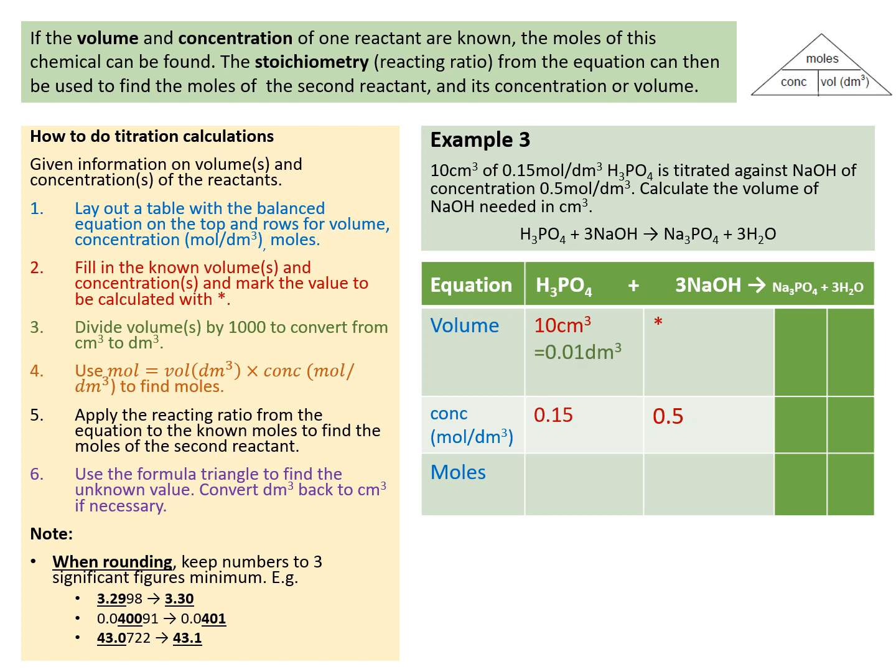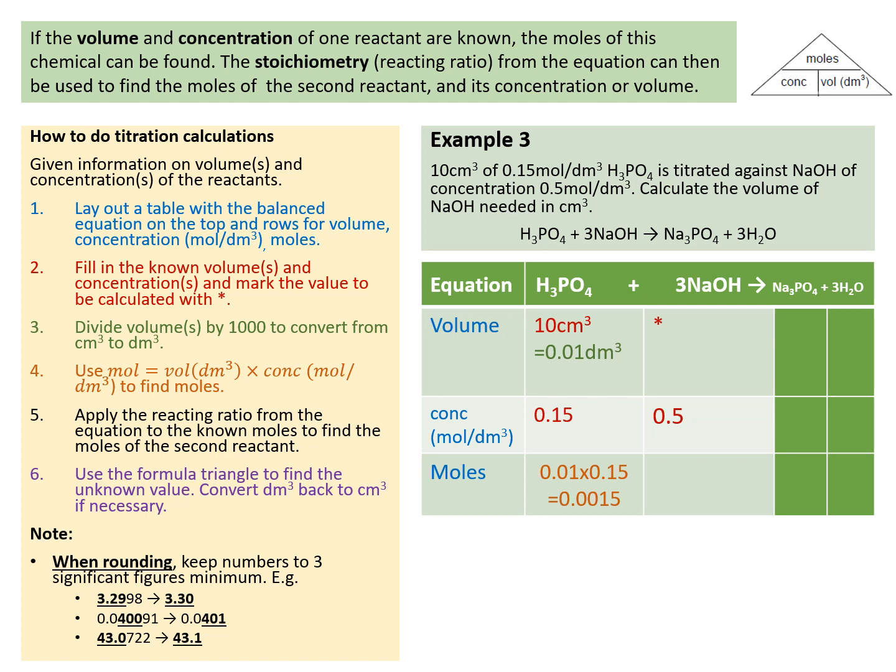We only have to do this once in this case. So 10 divided by 1,000 gives us 0.01 decimeters cubed. And then just as before, we are going to find the moles by multiplying that volume and concentration. So H3PO4 is the one that we have both the volume and concentration for. We're going to multiply that volume by that concentration. So 0.01 times 0.15 giving us 0.0015 moles of that.